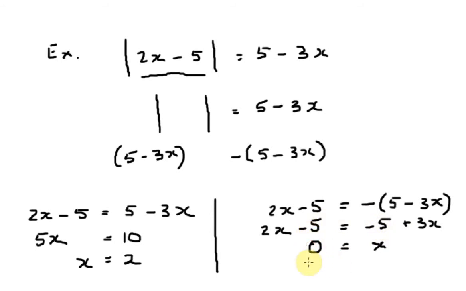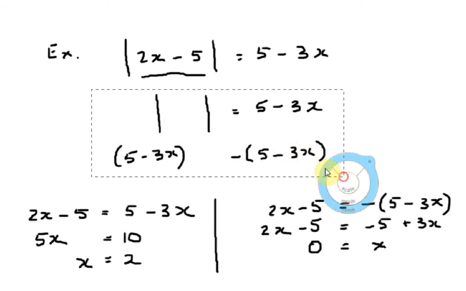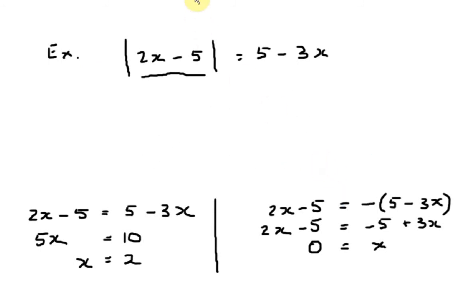Now this looks like I've got two solutions, but with questions like this, you can't trust that. You have to go back and check your work. Okay, you have to. So if I think x equals 2 works, then I'm going to plug it in and see what I get. The absolute value of 2 times 2 minus 5. Does that equal 5 minus 3 times 2?